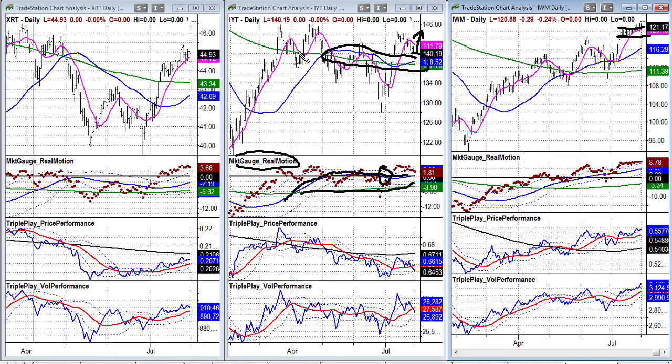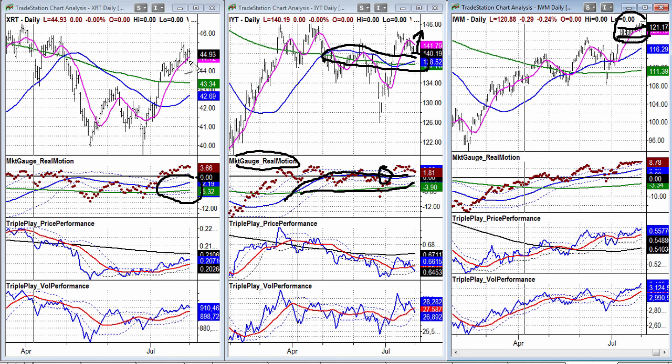So this is one area that I would watch very closely, IYT, for a move higher that would lead to a stronger belief that IWM and the rest of the market can continue to move higher before we have some kind of a correction. Now, that same condition also exists over here in XRT.